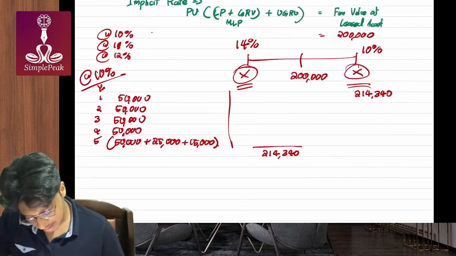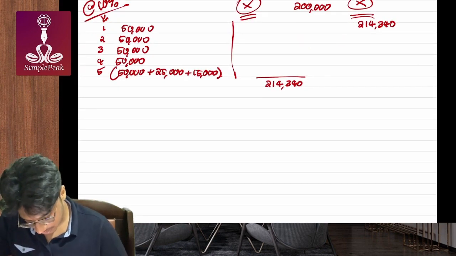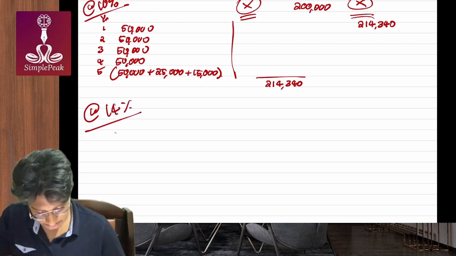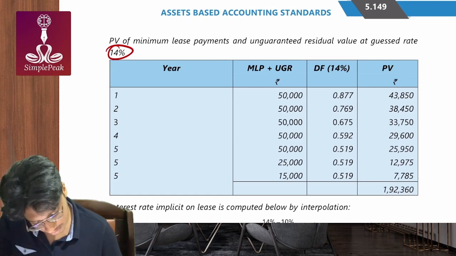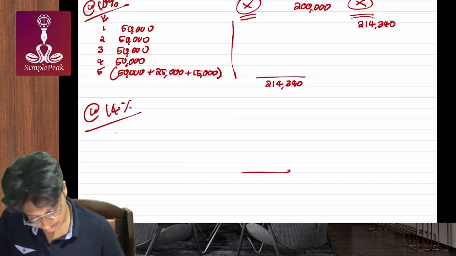Similarly, when you do it at 14 percent, for years 1, 2, 3, 4, 5, the value you are going to get is 1,92,360.